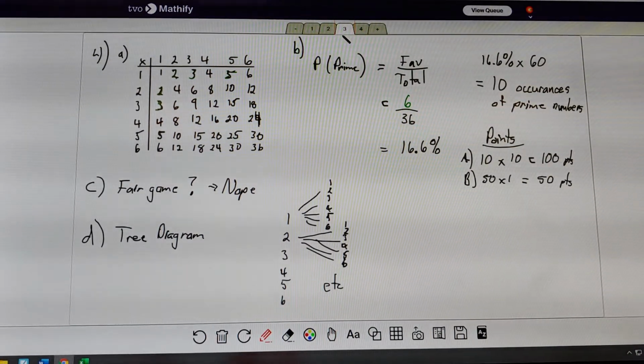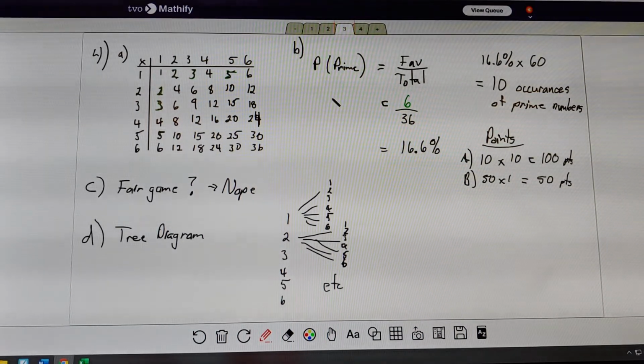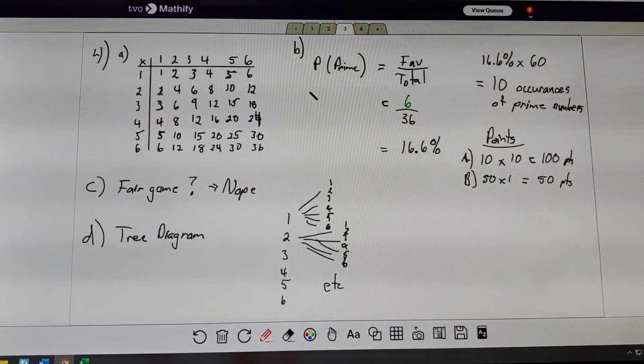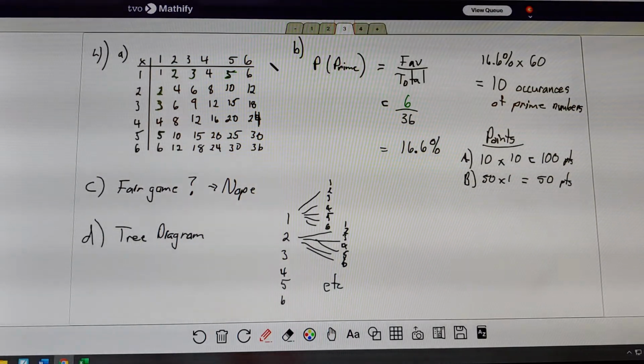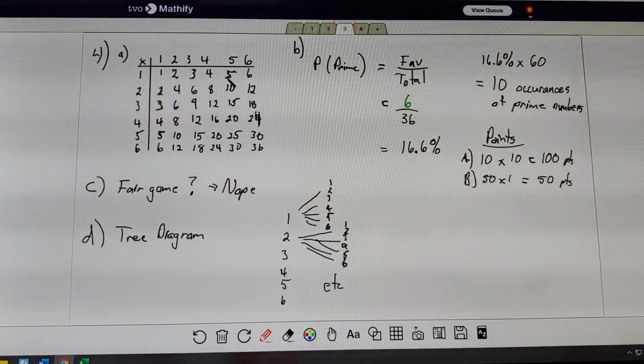For number 4, prime numbers game. If you rolled a prime number, you get 10 points. If you roll a composite number, you get 1 point. And they asked us to figure out all the possible outcomes by making a little table. So it's just all the numbers on the dice multiplied together and what you can get. And then I've highlighted the prime numbers, 2, 3, and 5.